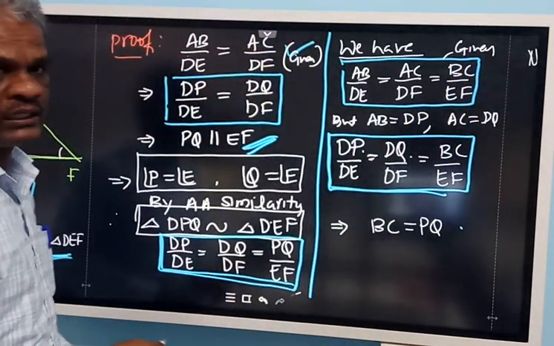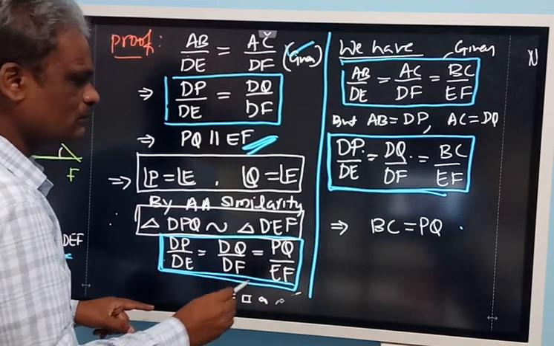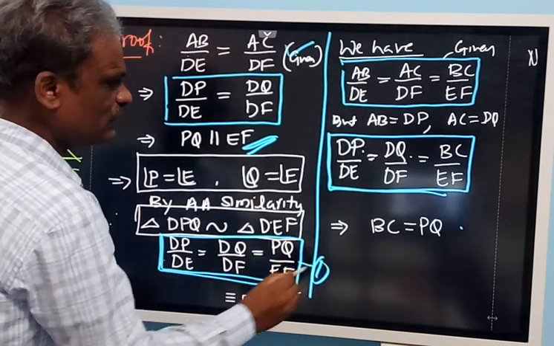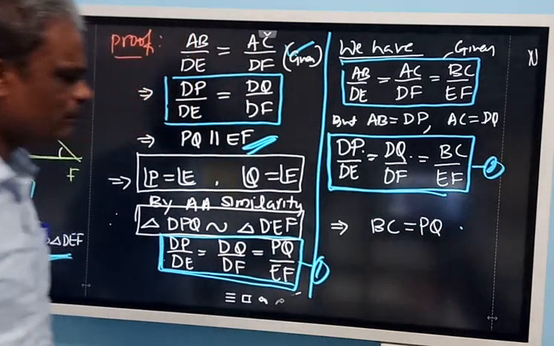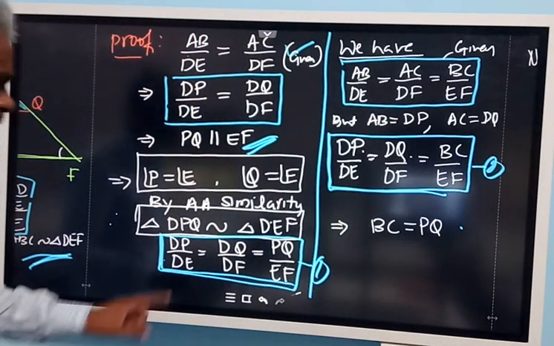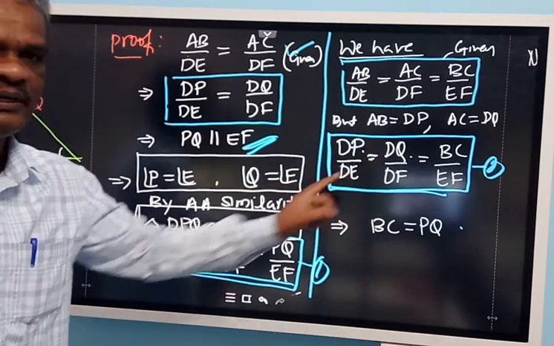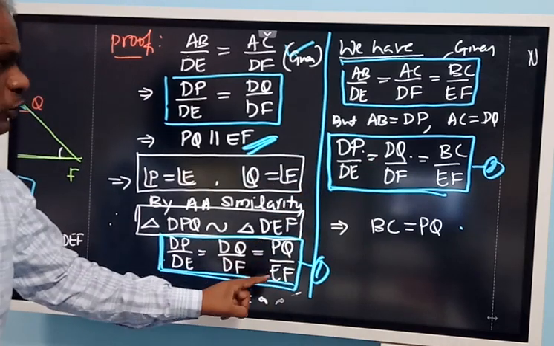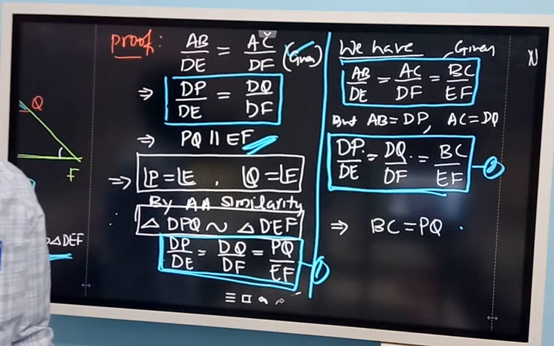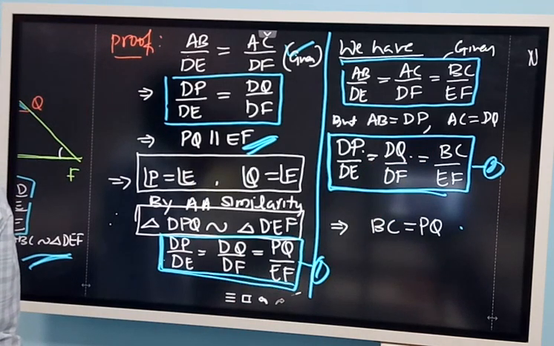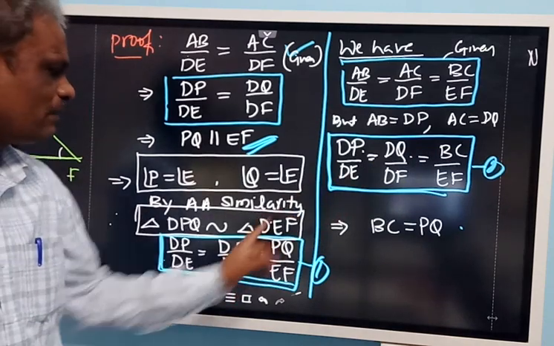This is proved. Now compare these two. This is 1, this is 2. Compare both the equations here. DP by DE, DP by DE. DQ by DF, DQ by DF. Then PQ by EF, here BC by EF. From this what can you conclude? What can you conclude from comparing these two?